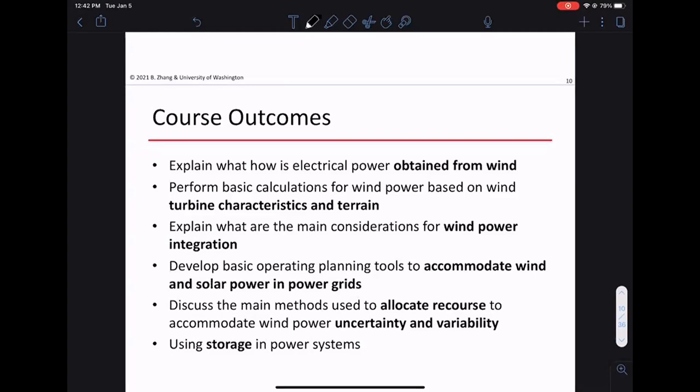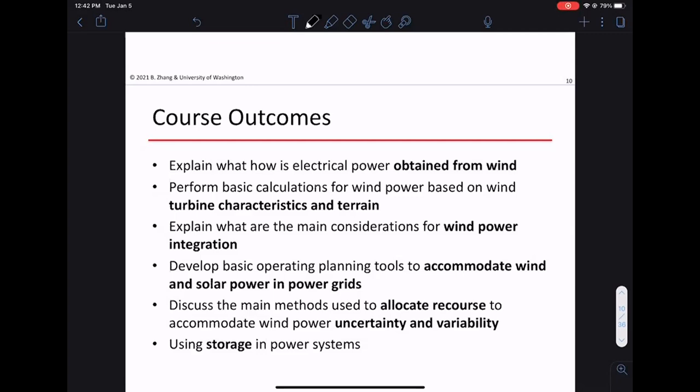The second is we want to have a basic idea of where it is good to install wind turbines and where it is bad to install them. We'll have some intuitive idea. If you look at a map, where do you think it makes sense to install turbines, or maybe it doesn't make sense? We want to have some intuitive understanding of this.